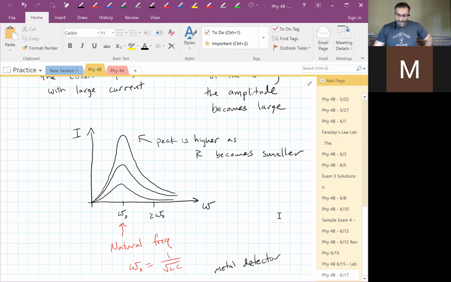Yes, I don't know why we have so many different names for a coil of wire. A coil, a solenoid, an inductor, they're all basically the same thing.